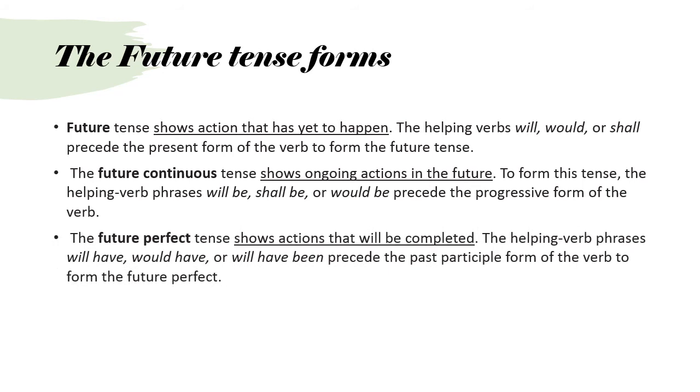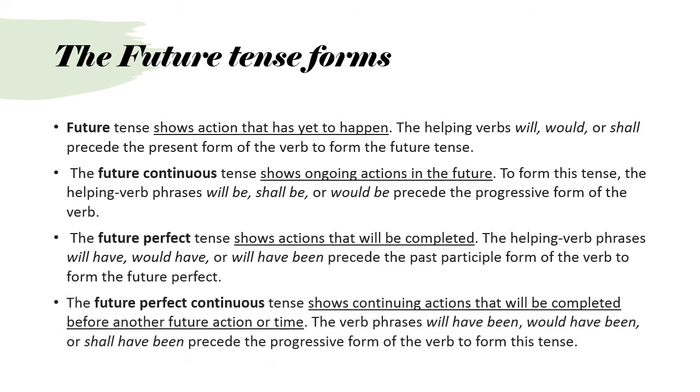The future perfect tense shows actions that will be completed. The helping verb phrases will have, would have, or will have been precede the past participle form of the verb to form the future perfect. The future perfect continuous tense shows continuing actions that will be completed before another future action or time. The verb phrases will have been, would have been, or shall have been precede the progressive form or the continuous form of the verb to form this tense. Let's take a closer look.